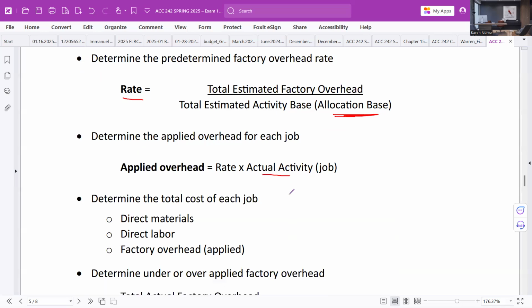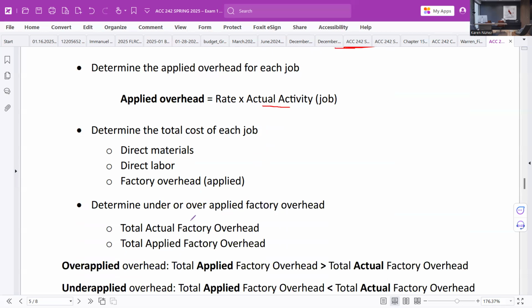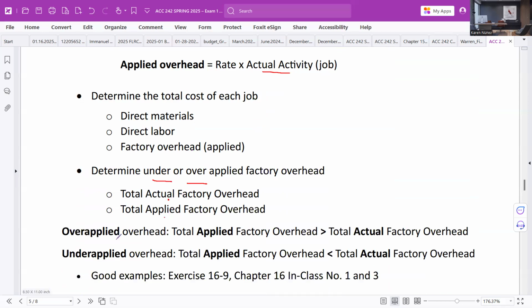And the way we determine the total cost of each job, it's the materials plus the labor plus the overhead that we've applied. And we also need to be able to determine whether we're under or over applied. Compare the actual to the applied. And when the applied is greater than the actual, we're over applied. When the applied is less than the actual, we are under applied.